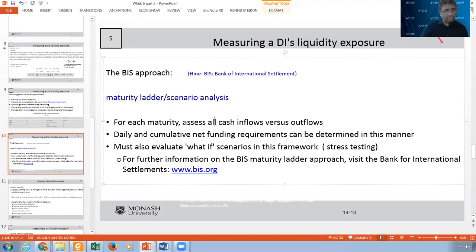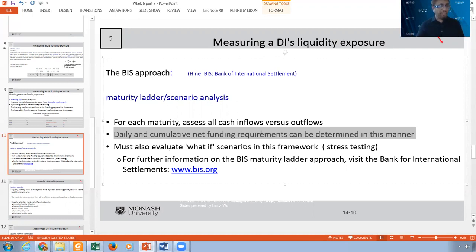It depends on the gaps on the ladder. So it's some maturities like what we have seen in the interest rate, but here for liquidity. So you will assess all cash inflows versus the outflows. And we know what the inflows are that are coming, like from depositors, and outflows like loans we should pay. So we have to do it daily. We can do it daily, and cumulative net funding can be determined in this manner. So you can do it in horizons, and also you can do it on a daily basis. It depends on the horizons and the ladder you are using.